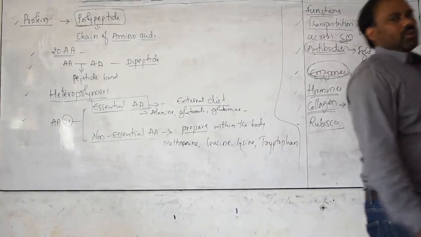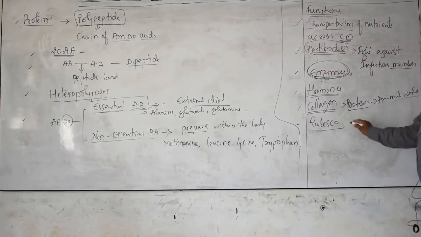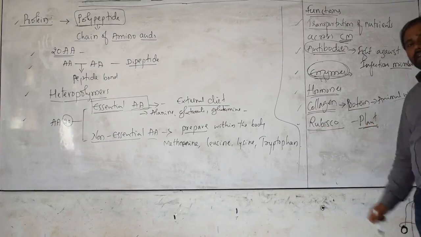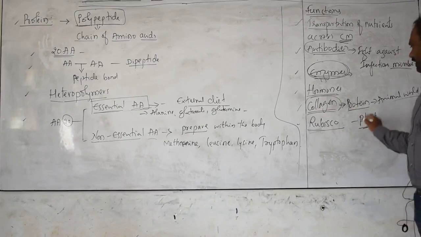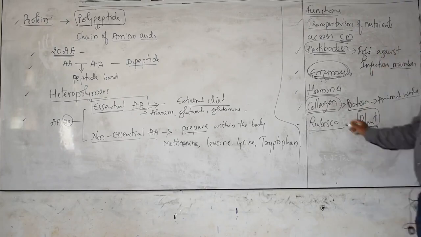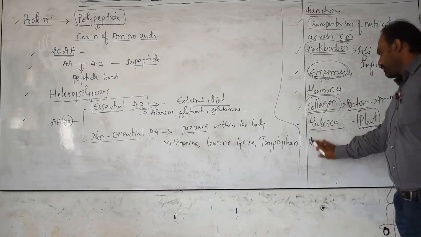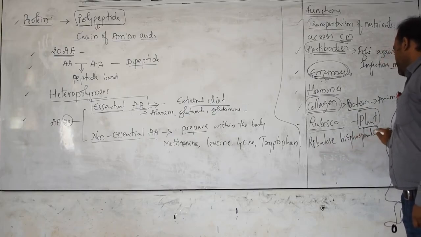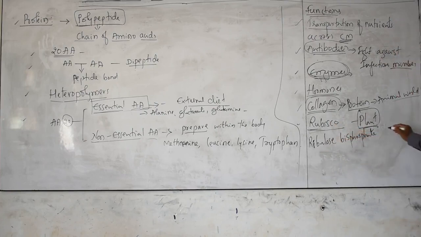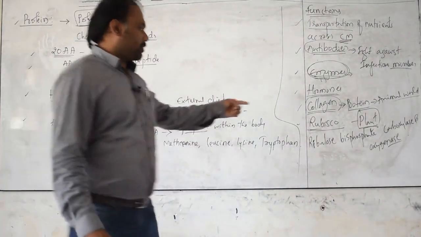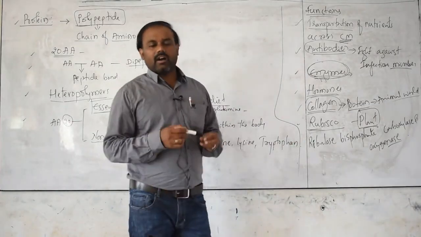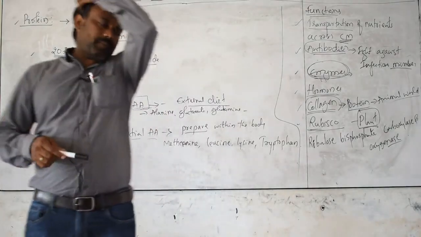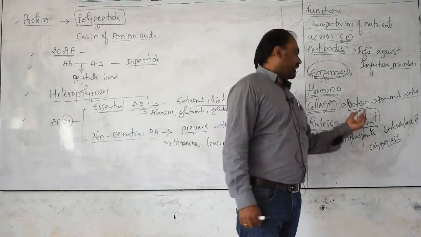And one more is Rubisco. Rubisco is an enzyme present in the plant body. The most abundant protein present in the animal body is collagen, and the most abundant enzyme present in the plant body is called Rubisco. When we write its expansion, Rubisco is ribulose bisphosphate carboxylase and oxygenase. This is the primary carbon dioxide receptor enzyme, the most abundant enzyme present in plant bodies.